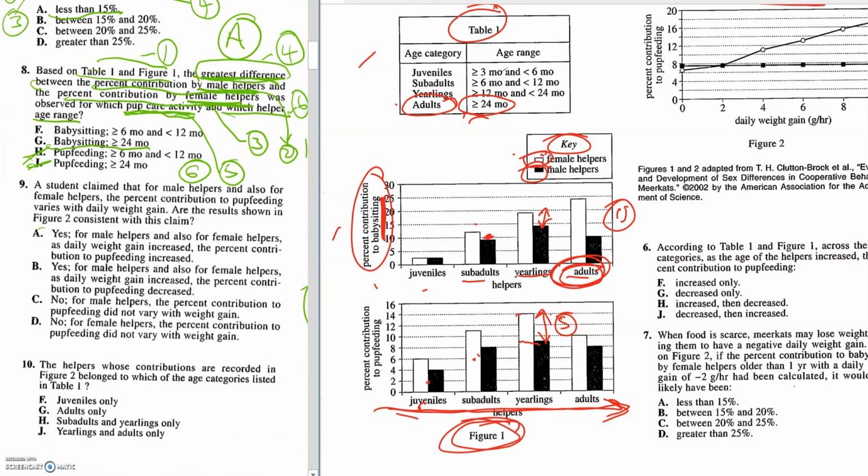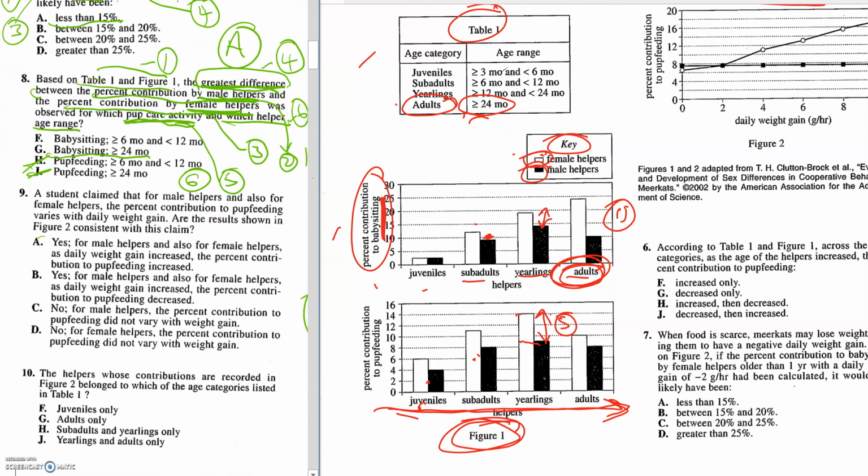Okay, number 9. A student claimed that for male helpers and also for female helpers, so it's for both, the percent contribution to pup feeding varies with daily weight gain. Are other results shown in figure 2 consistent? So first step is find figure 2. Next, we have to look at the contribution of male helpers and female helpers to pup feeding, number 4. And does it vary with daily weight gain? As daily weight gain goes up, pup feeding should go up. As it goes down, it should go down.